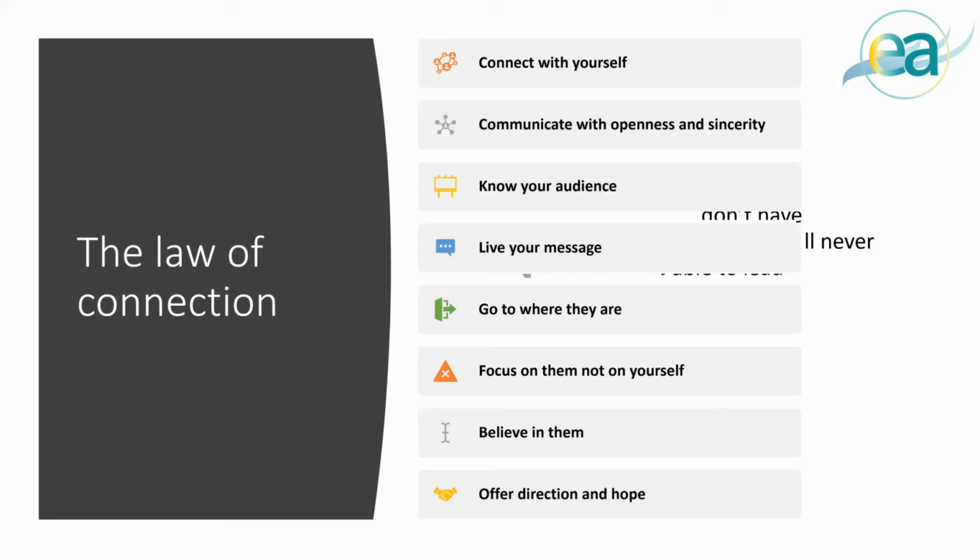So these are a couple of laws for connecting with people. Connect with yourself. Before connecting to others, you have to connect with yourself. And you have to communicate with sincerity. You have to know your audience. And you have to practice what you preach. Try to speak the other's language, not my language. Try to focus on others, not on yourself, not on me.